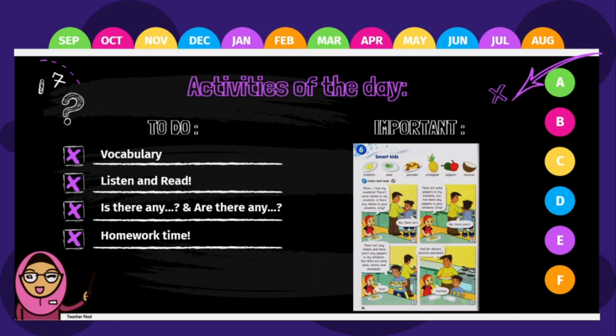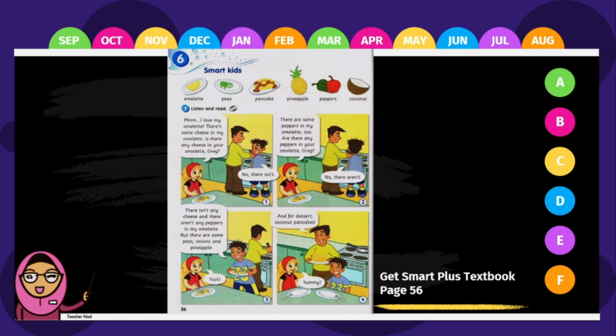Okay boys and girls, before I start today's lesson, let me tell you the objectives of today's lesson. At the end of the lesson, boys and girls will be able to differentiate and understand about is there any and are there any. Second, at the end of the lesson, boys and girls will be able to answer the questions. For today's lesson, you can refer to your Get Smart Plus textbook page 56. These are the 6 vocabularies and this is the text that we are going to listen and read.